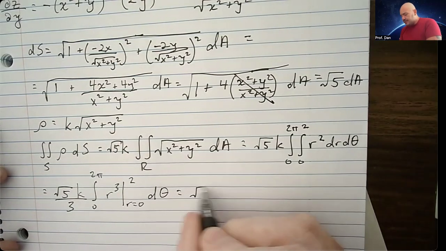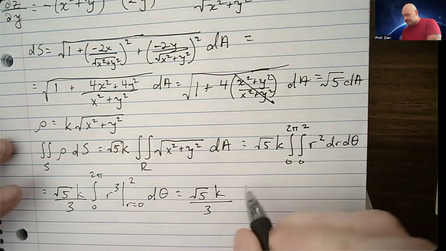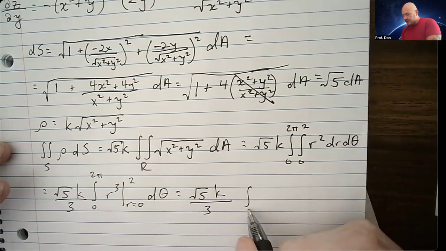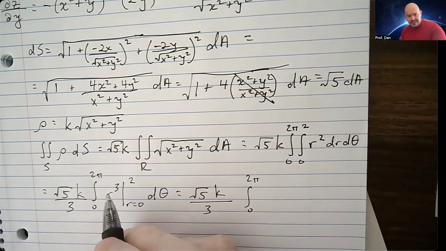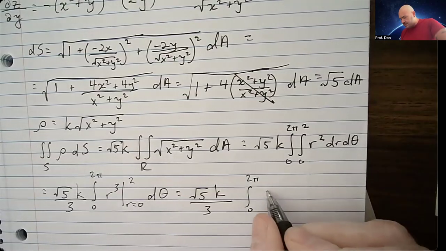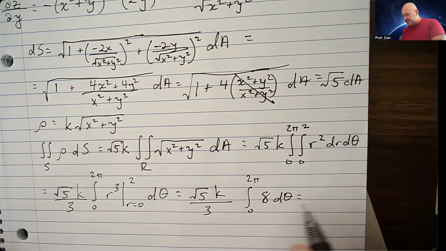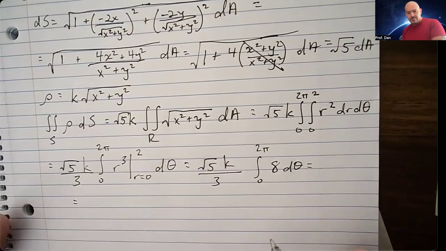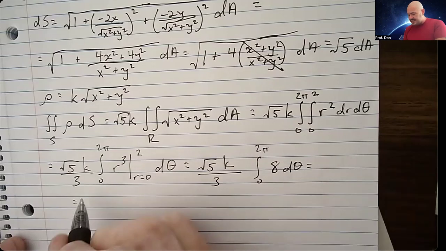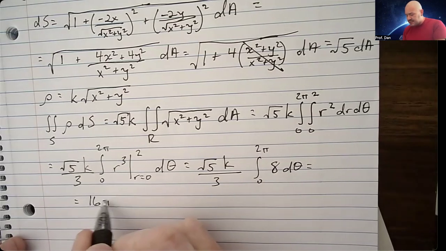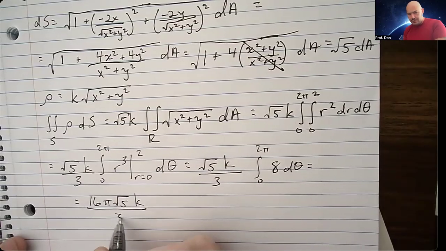So I have the square root of 5 times k divided by 3, integral from 0 to 2 pi. And now if I evaluate at these endpoints, 2 cubed, I get 8, 0 cubed, I get 0. So now my integrand is just 8, which means that my mass is going to be 16 pi times the square root of 5 times k all over 3.